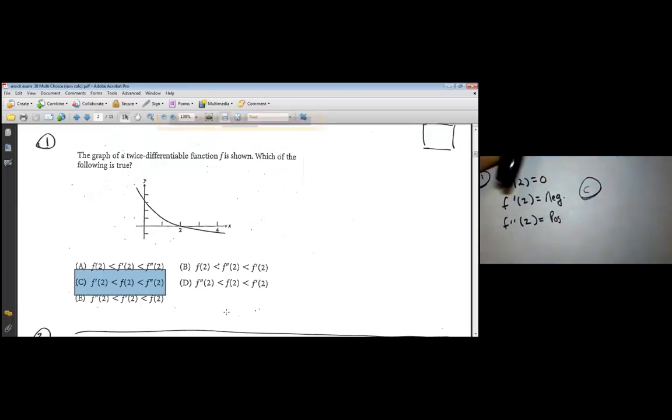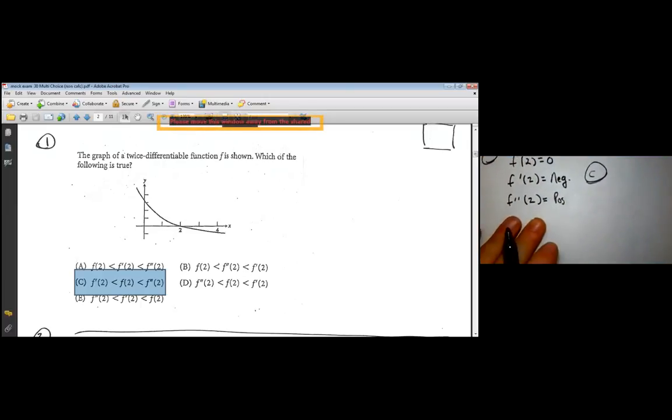Mark your papers accordingly. And we will work on getting the score. Any questions on number 1?